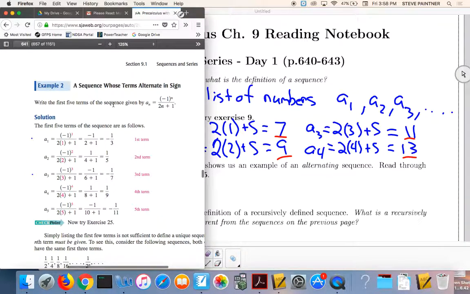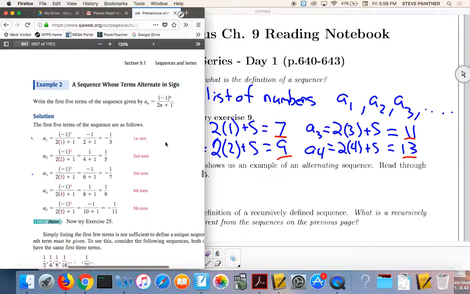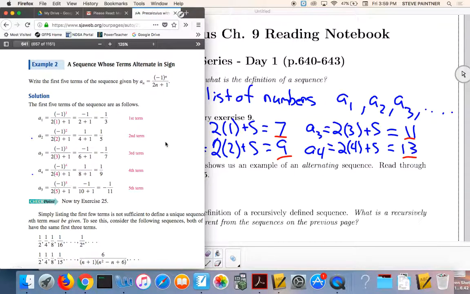Okay, here we go. Example 2. A sequence whose terms alternate in sign. Write the first 5 terms of the sequence given by a sub n is equal to -1 to the n divided by 2n plus 1. This is just like the sequences we saw in the first example, except on this one we have that -1 to the n on top.